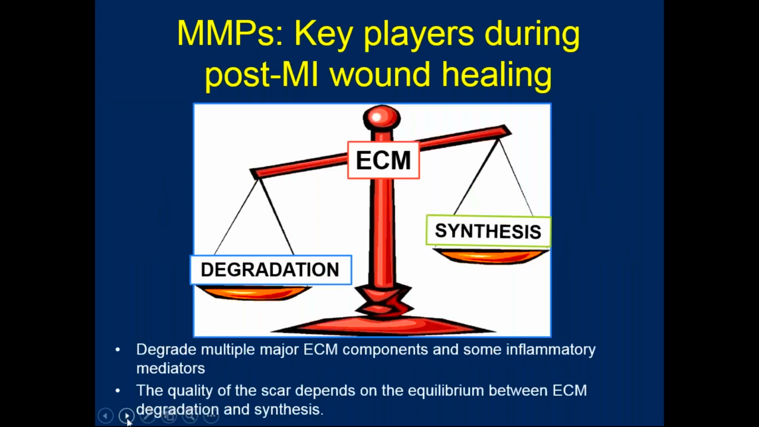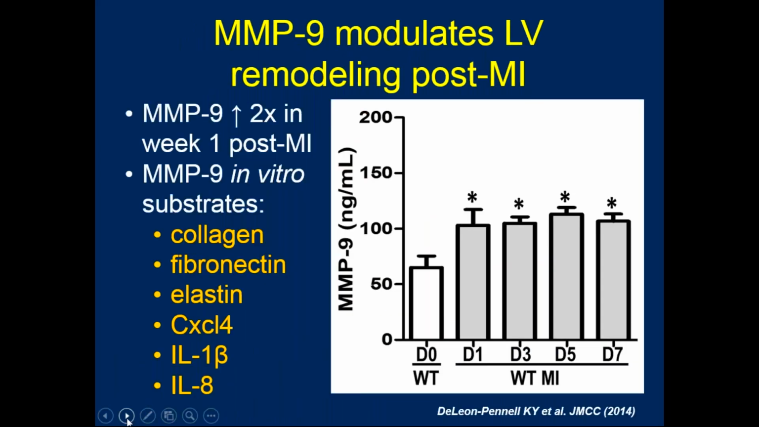There we go. MMPs are matrix metalloproteinases, which play important roles in the wound healing and tissue remodeling process. In fact, they degrade multiple extracellular matrix proteins as well as inflammatory mediators. So the quality of the scar after a myocardial infarction, or MI, depends on this equilibrium between ECM degradation and ECM synthesis. If you tip the balance towards degradation, this can lead to cardiac rupture, whereas if you tip the balance in the opposite direction towards synthesis, this can lead to wall stiffening and therefore decreased cardiac function.